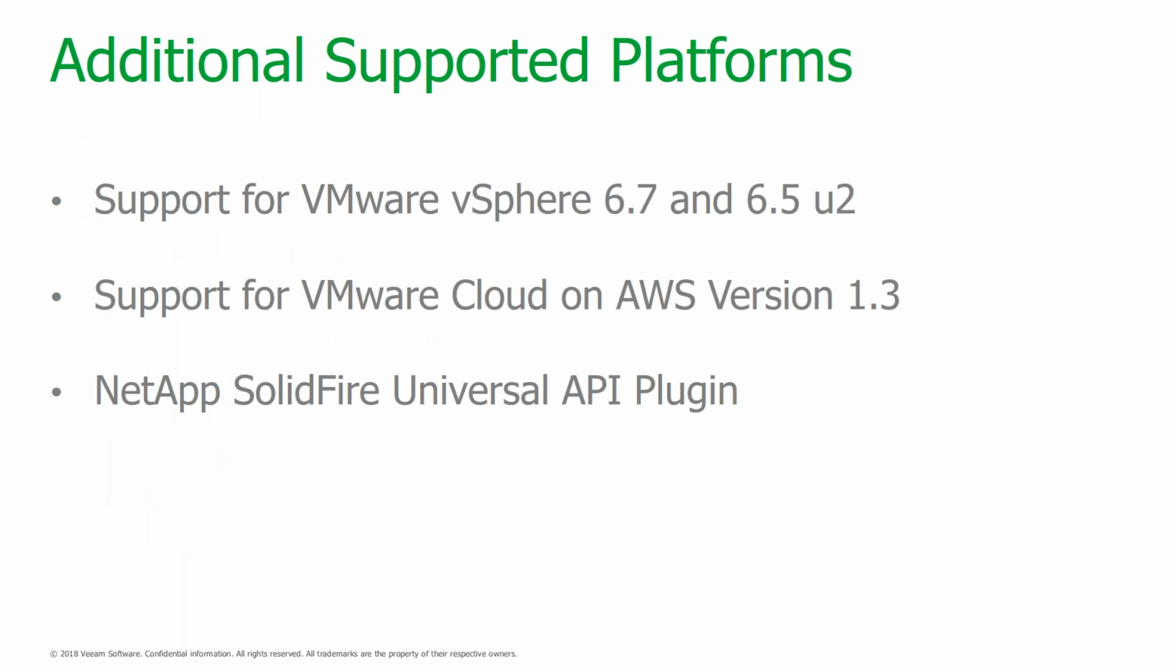Along with the new feature support, there are some additional platforms that are now supported by Update 4. The biggest ones, I think, are in the first line. Up until Update 4, we didn't have official support for VMware 6.7 or 6.5 Update 2. With Update 4 being published, we now have support for those platforms, meaning you can get onto the latest and greatest versions from VMware. Along with that, there was added support for VMware Cloud on AWS. And if you're a NetApp storage customer and you have NetApp SolidFire, there's a universal API plugin to support that from a storage perspective.